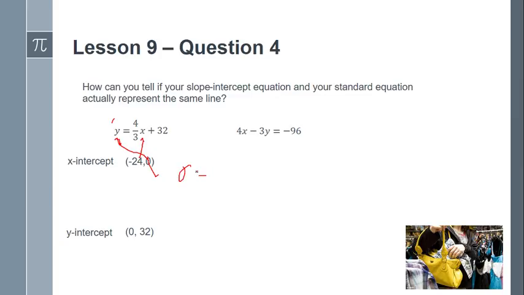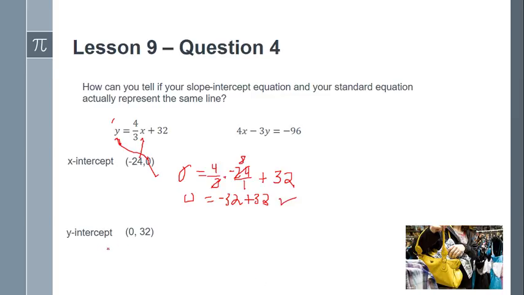So does 0 really equal 4/3 times negative 24 over 1 plus 32? Is this a true statement? Let's check it out. If I multiply and simplify, this 3 would cancel out and make this negative 24, negative 8. So all I did there was reduce. And now 4 times negative 8 is negative 32. And negative 32 plus a positive 32 is in fact 0. So we got a true statement there.